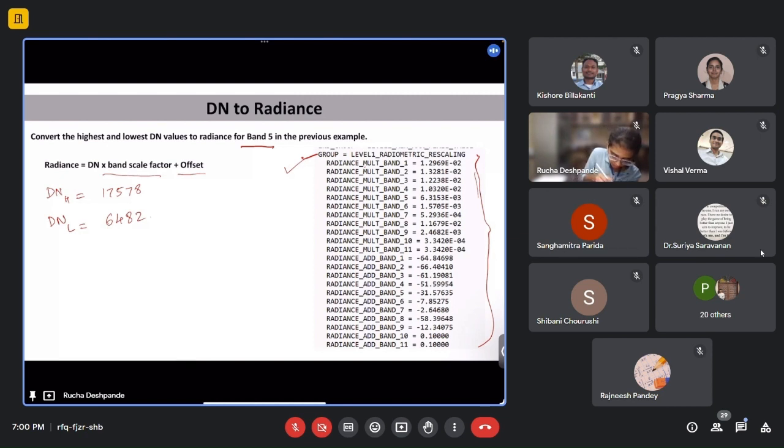Okay, so was anyone able to solve it? Okay.